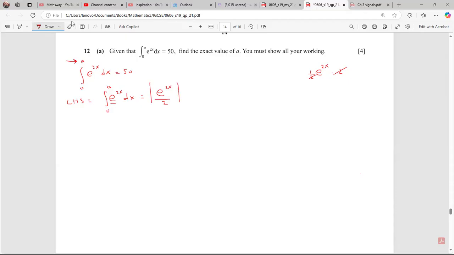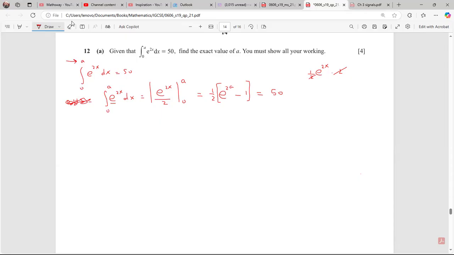So this is the right integration, and it has a limit from 0 to a, right? So 1 over 2 is constant, I will take it outside. When I put the upper limit, it's going to be e to the power 2a, and when I put the lower limit, e to the power 0 is 1, right? And this is equal to 50. I should not write the left hand side because I'm just solving it.